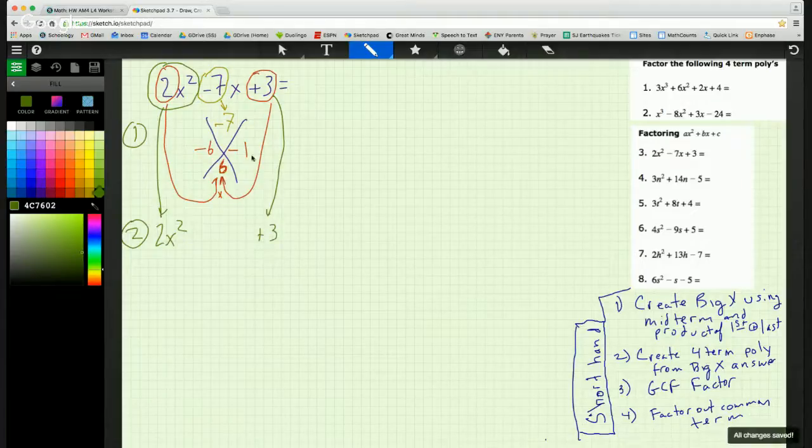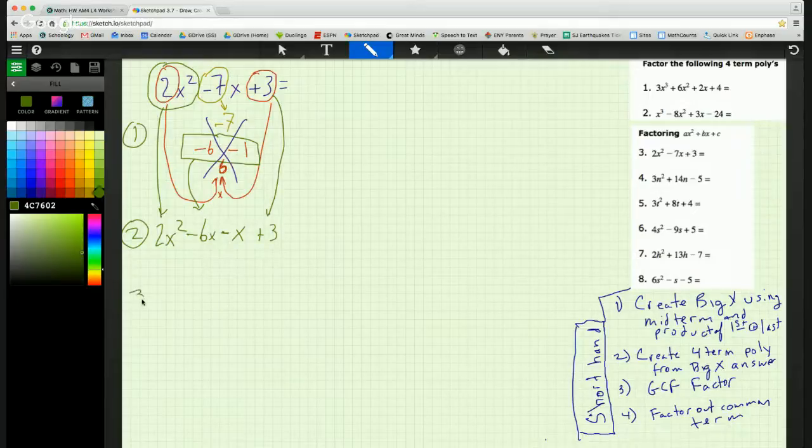Now to get the two middle terms, we're going to take these two numbers and just stick them down here with an x as the variable for each one. So we take our -6x here, which is from this -6, and we take our negative x right here. And now we've done step 2.